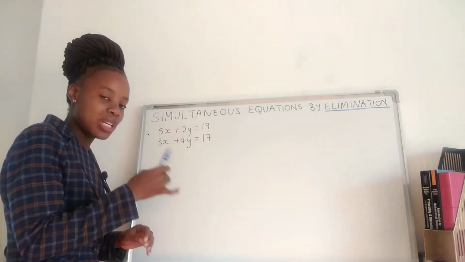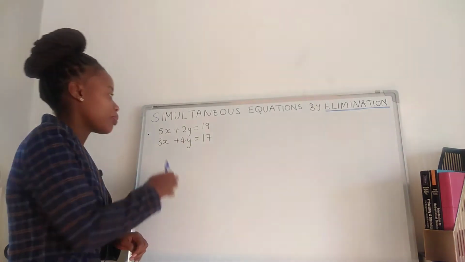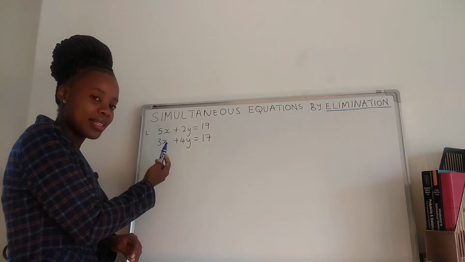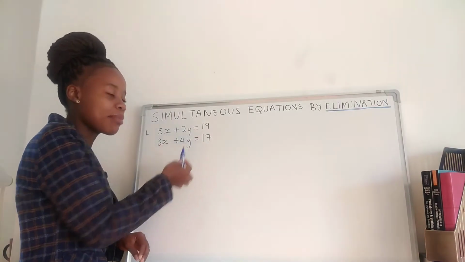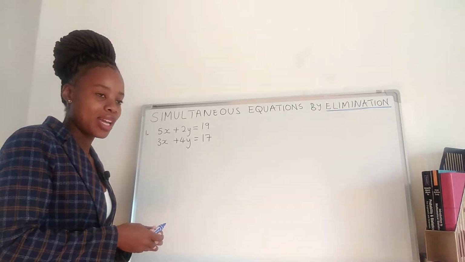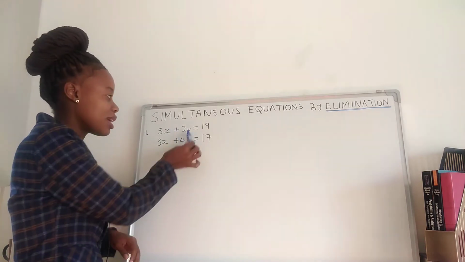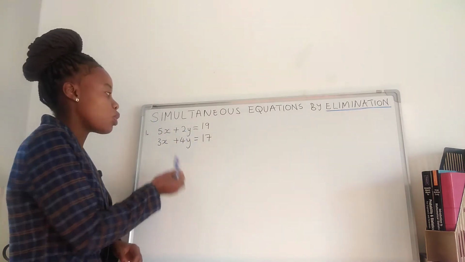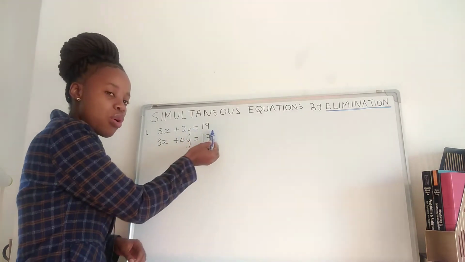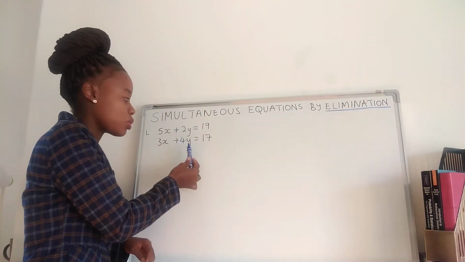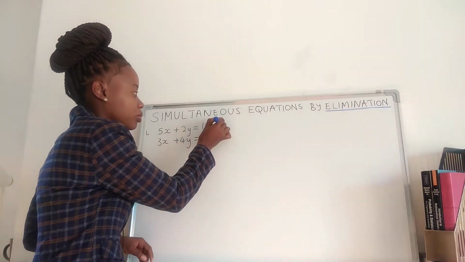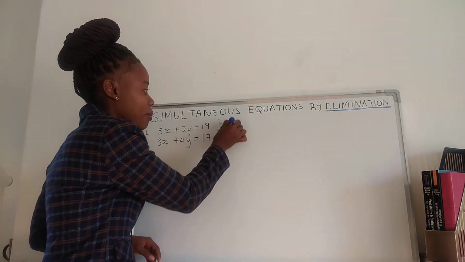For you to be able to eliminate, make sure that this term and this term are the same, okay? So we're going to make our y's the same. We're going to make this term and this term the same. So we're going to multiply the whole of equation 1 by 2 so that you can have 4 here, okay? So we multiply by 2.